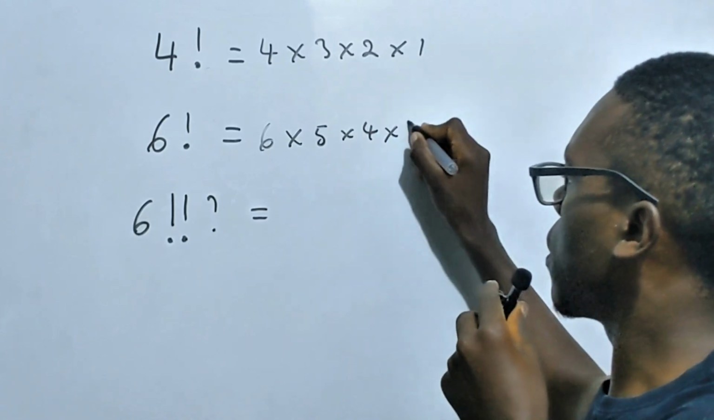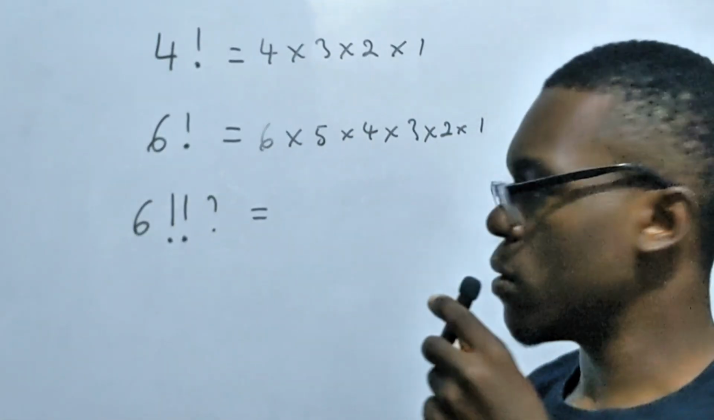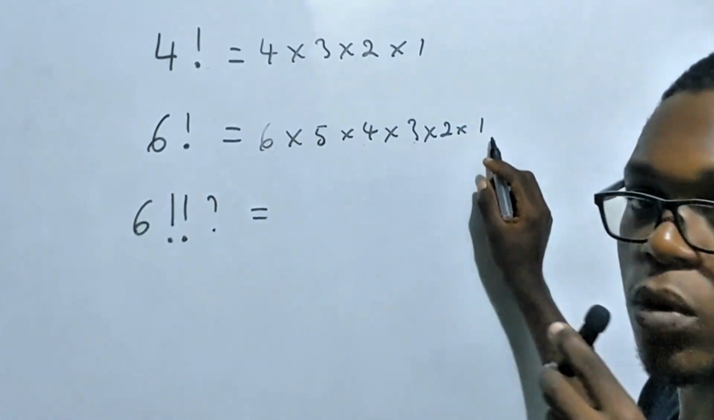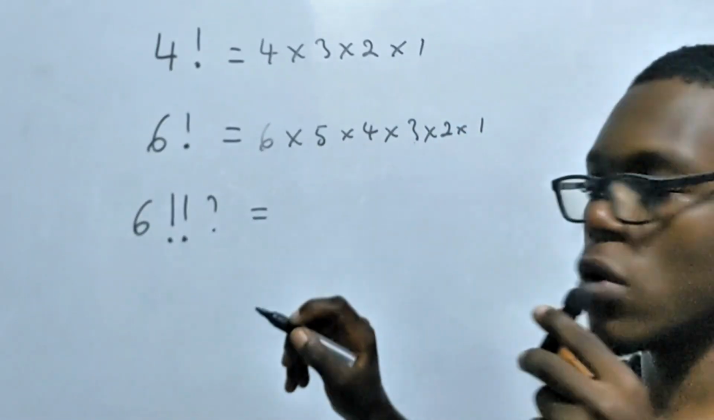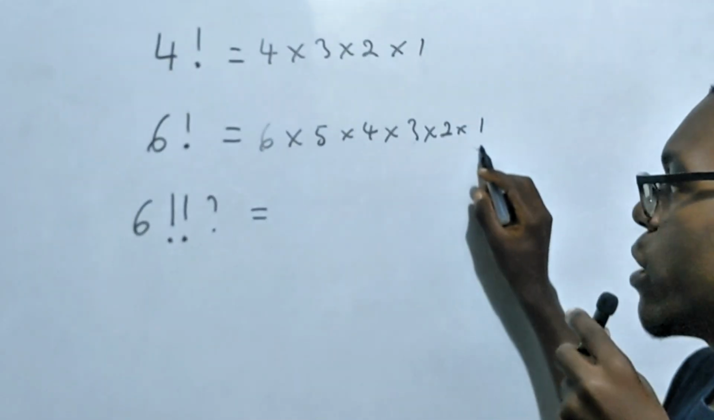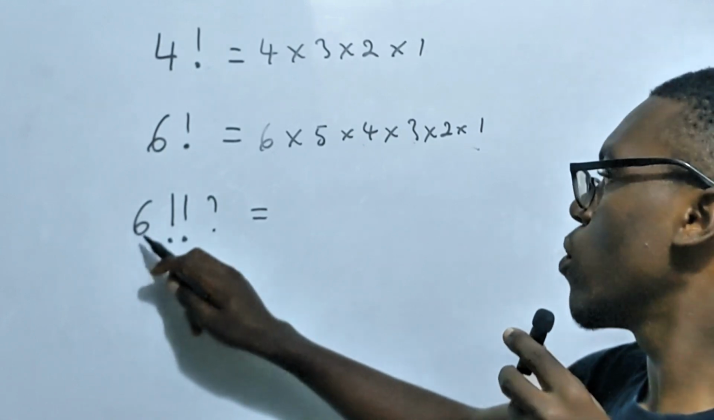Okay, talking about 6 double factorial, you are going to take it as what? Not as 6 times 5 times 4 times 3 times 2 times 1. No, what you want to do is take the integers and cancel the unpaired numbers. Since 6 is an even number, we're going to take only the even numbers here and cancel the odd numbers. Here is an odd number, here is an odd number, and here is an odd one.